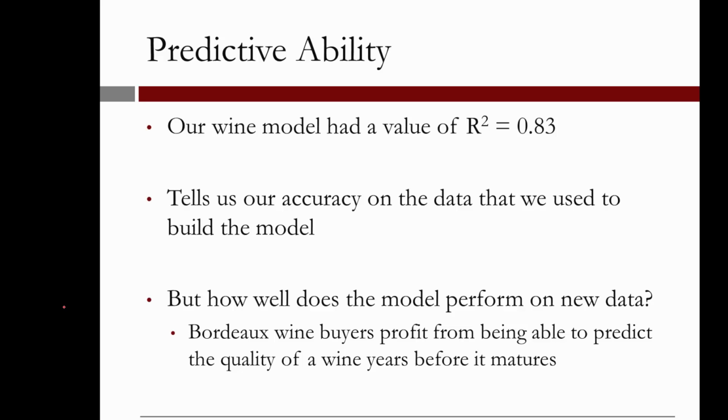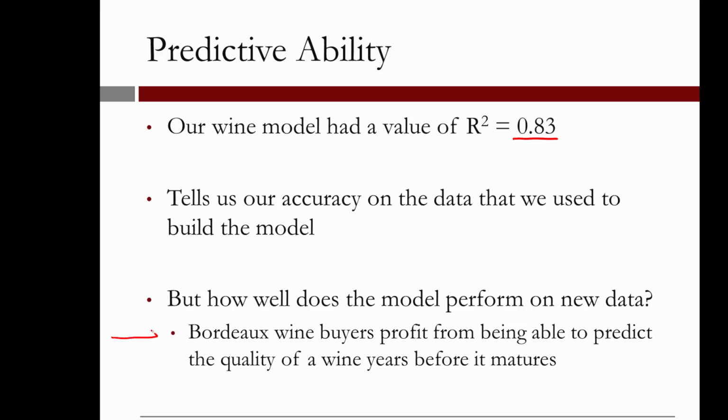Our wine model had an R-squared value of 0.83, which tells us how accurate our model is on the data we use to construct the model. So we know our model does a good job predicting the data it's seen. But we also want a model that does well on new data, or data it's never seen before, so that we can use the model to make predictions for later years.